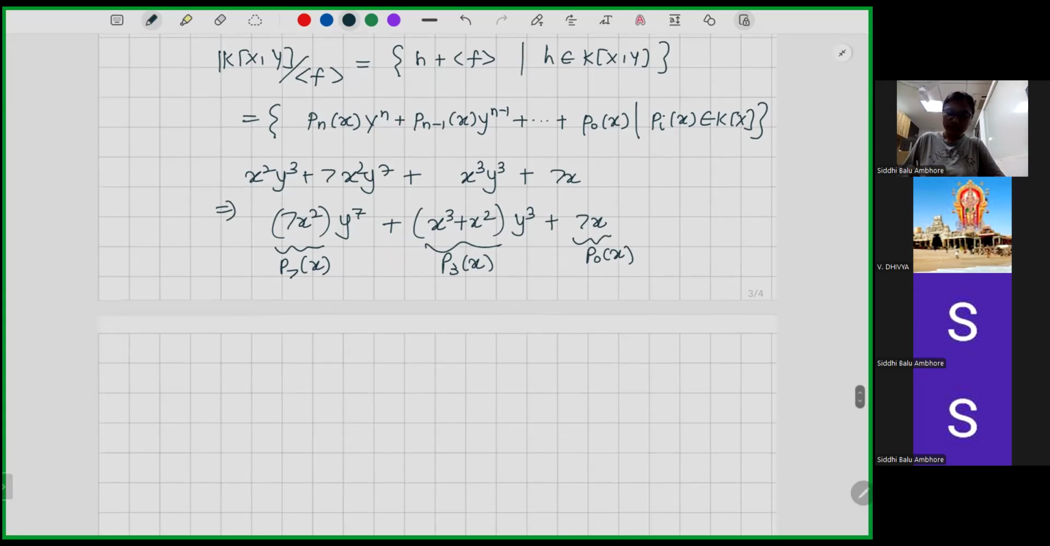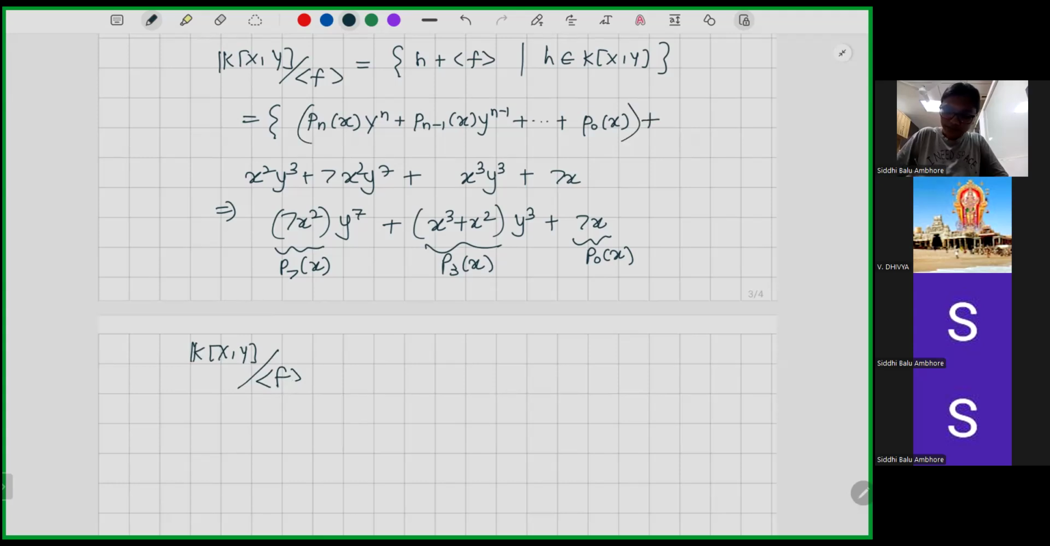Okay. So then this K[x, y] quotiented by f, here it must be some p_i f plus, where this p_i is in K[x].